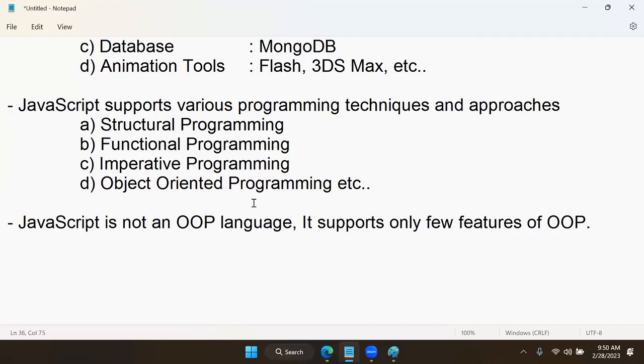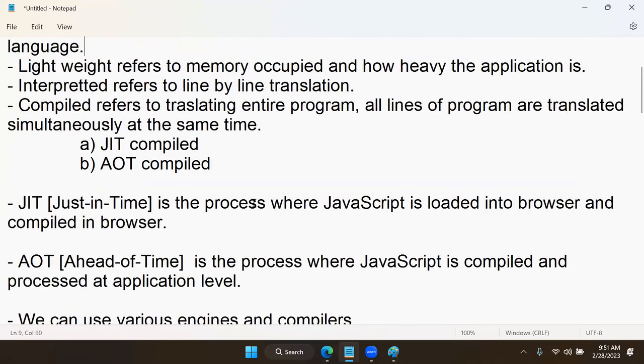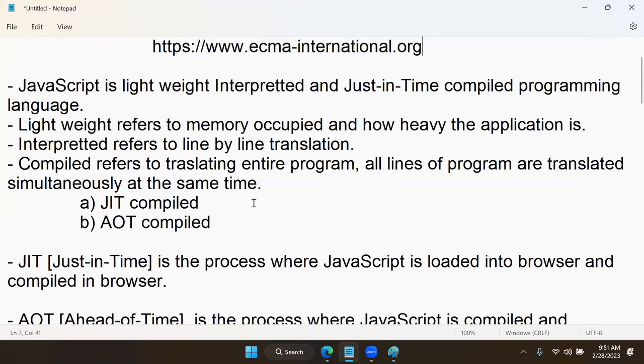If anybody puts a heading "JavaScript OOPs", that's okay. That means he is explaining some features of OOPs which are present in JavaScript. It doesn't mean that JavaScript is an object-oriented programming language. These are very important points to understand. I hope you are clear. Understood these points up to now?